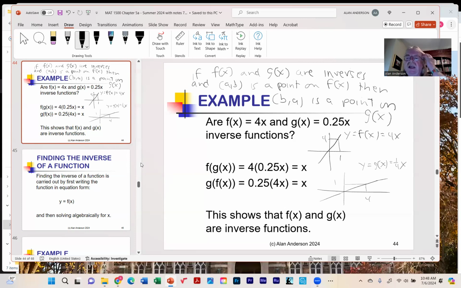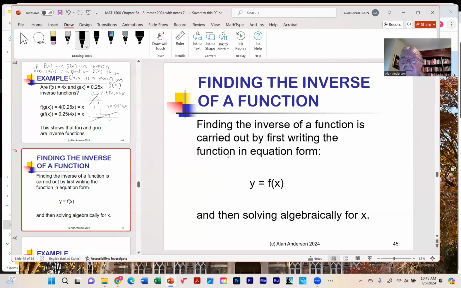That's all that it means. In other words, that's true for the entire domain of both functions. All right. Anyway, how do we find it? Now that's the fun part. How do we find it?